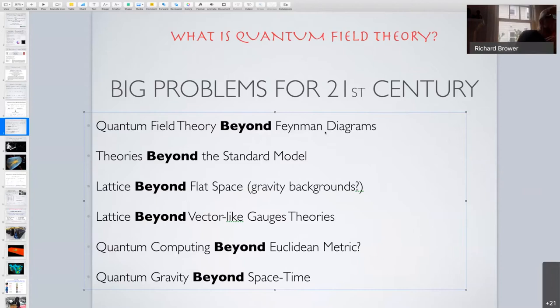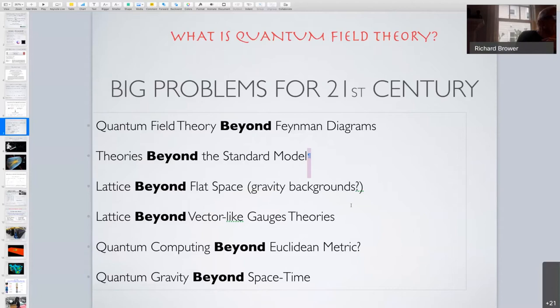QCD will be discussed, that's a classic case. It's also true that the standard model is really only understood at the level of Feynman diagrams, and yet clearly there must be other physics. And QCD is the one exception in the standard model that we know.